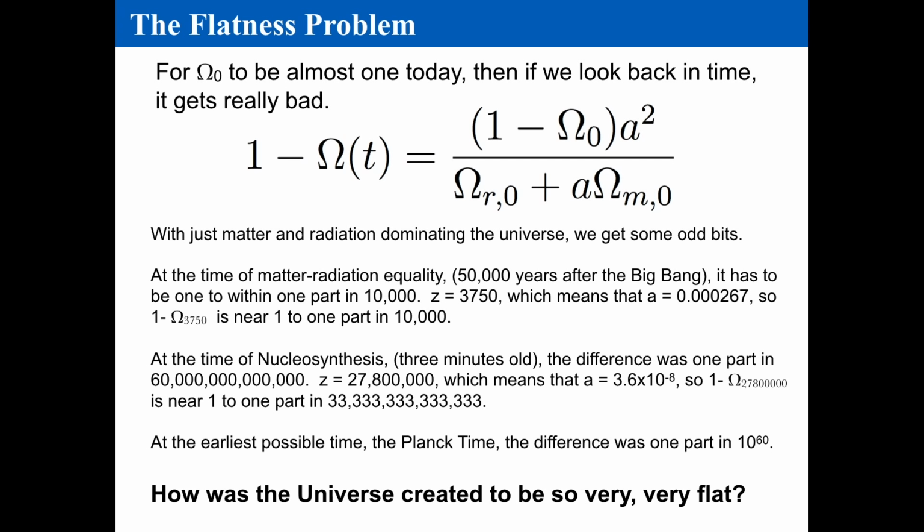If we then go back to the earliest possible time that we can possibly think of, which would be the Planck time, which we'll discuss later, that would mean about 1 part in 10 to the 60th. To get some idea of what we really mean by that, the first thing is radiation matter inequality.